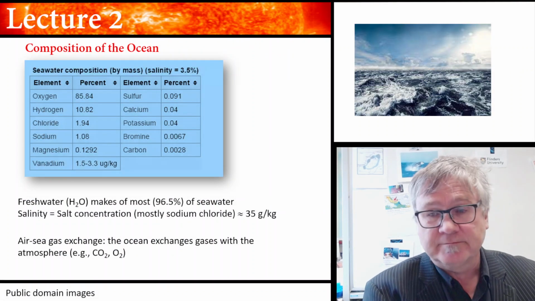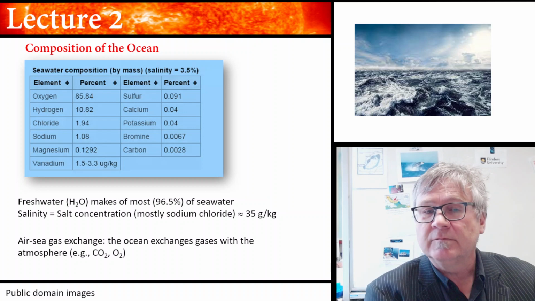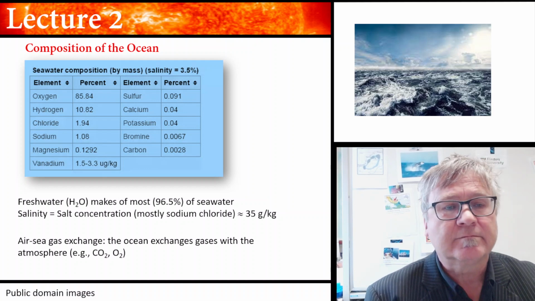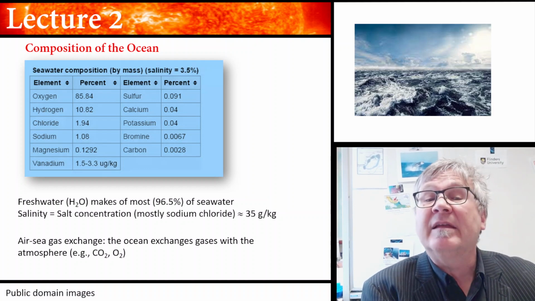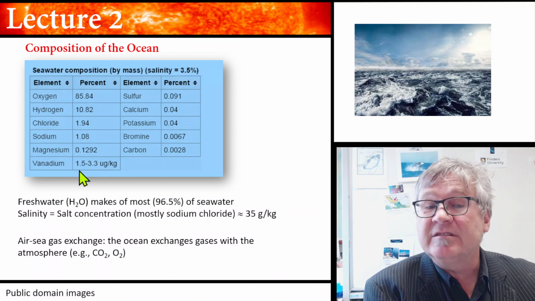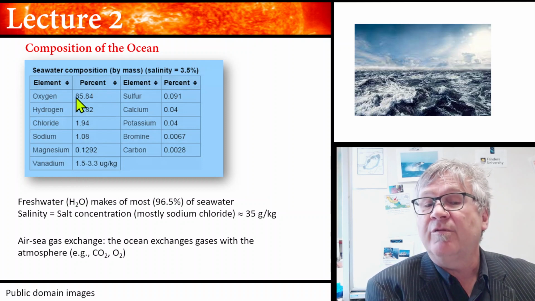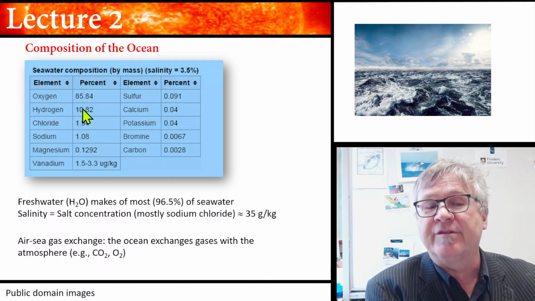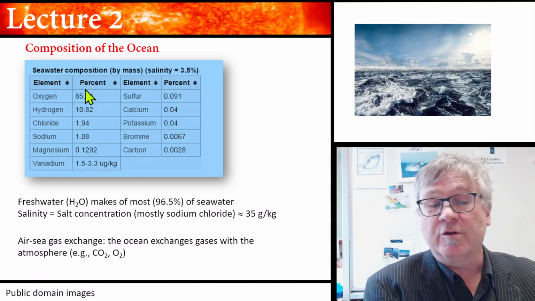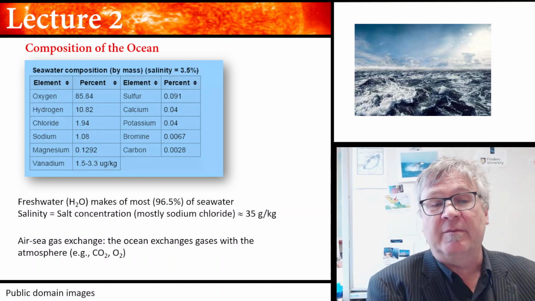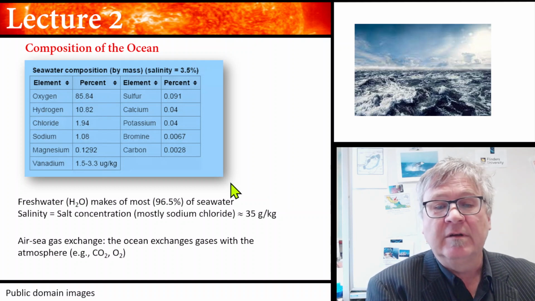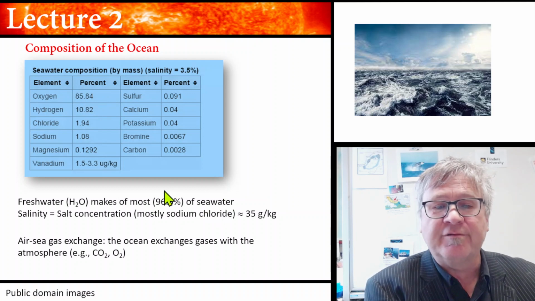So we talk about the ocean. Okay, the ocean, part of the hydrosphere. Okay, the water system. Let's look at the composition of the ocean. It's shown in this table. Largest contribution, oxygen, 85%, then hydrogen, around 11%. Okay. That's fresh water. Okay, fresh water makes the most contribution to seawater. 96.5% of seawater is fresh water.